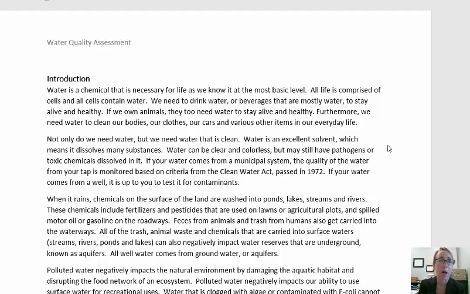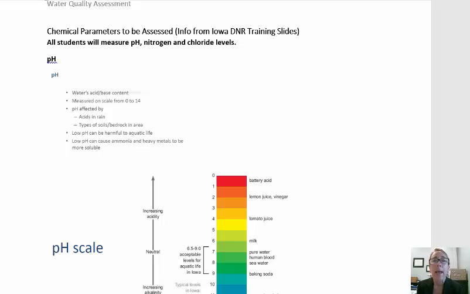So for this lab, I want you to carefully read the introduction, and if you're doing this lab at home, there are three chemical parameters that you will be testing. The first is pH, and pH is basically a measure of how acidic water is. If water is too acidic or too basic, then it's very difficult for life forms such as invertebrates and plants to exist in the water.